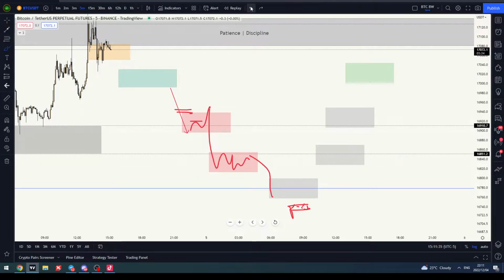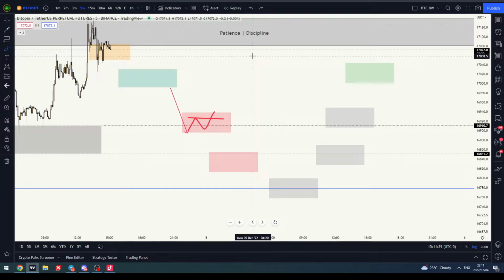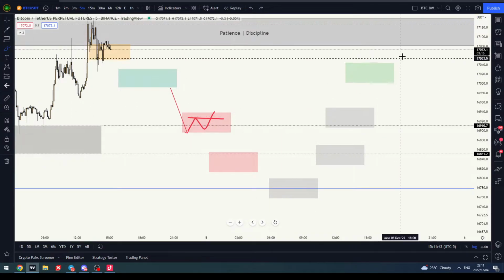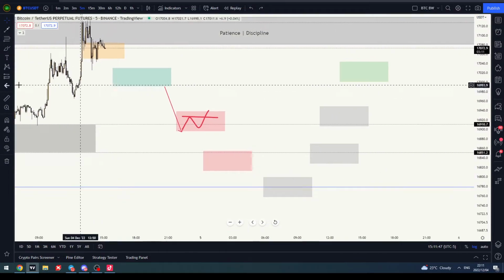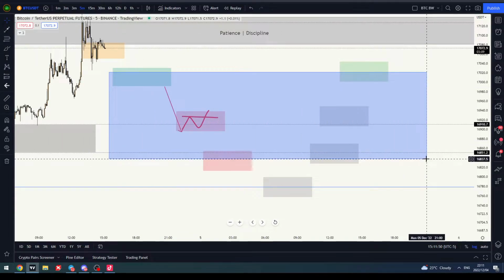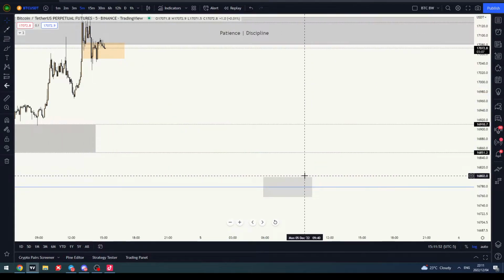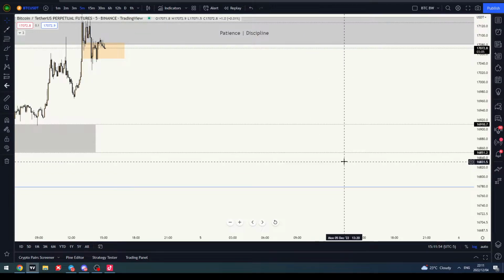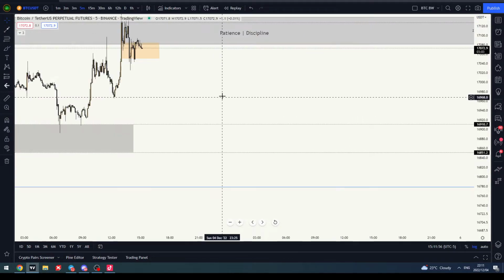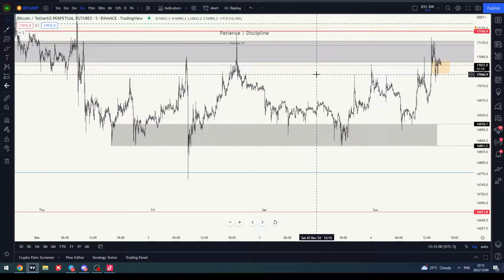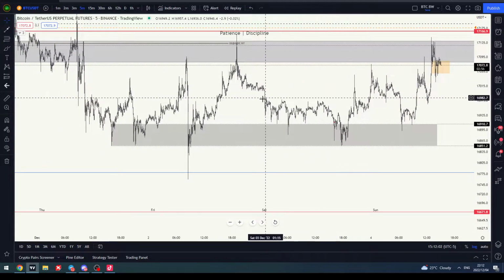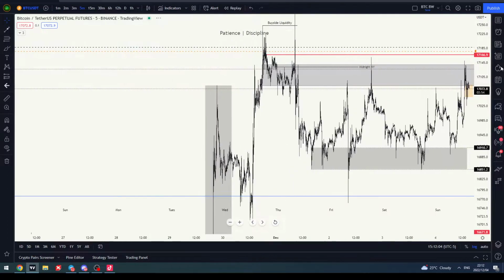So that's how price moves. Let me just get rid of all this, close that up. So that's the market maker buy model and sell model explained in shorthand.